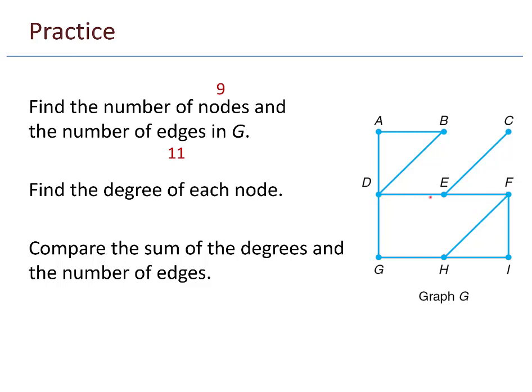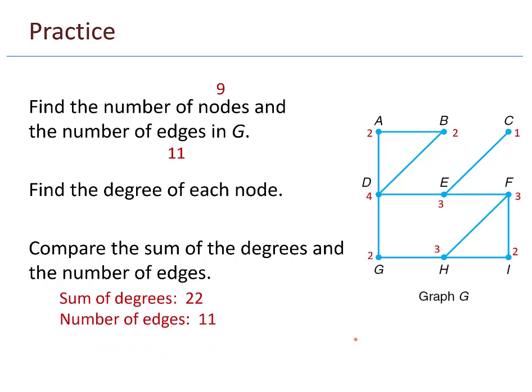How about the degree of each node? Here we go. I'll label them. So I just brought those up in red. You can check your work there. And let's compare the sum of the degrees and the number of edges. Well, it turns out that the sum of the degrees is 22. The number of edges is 11. The sum of the degrees is twice the number of edges.